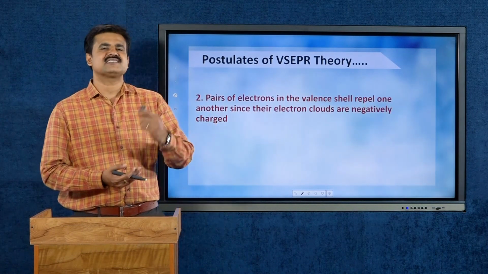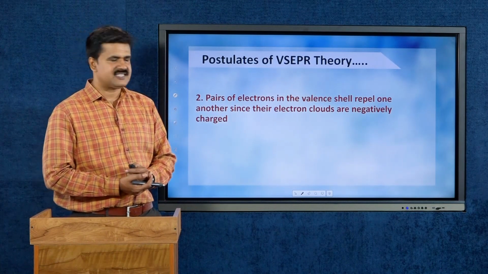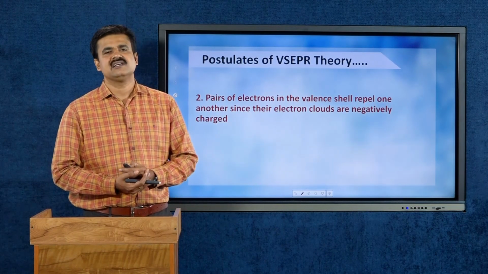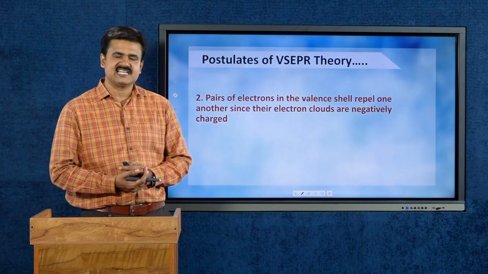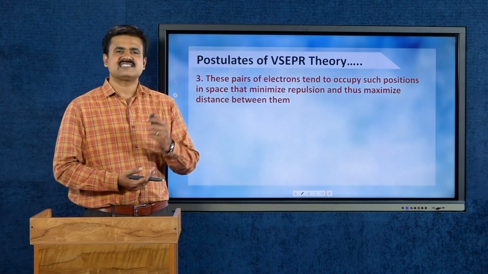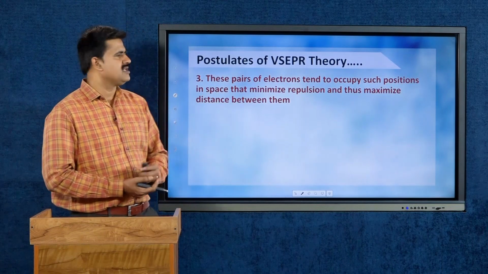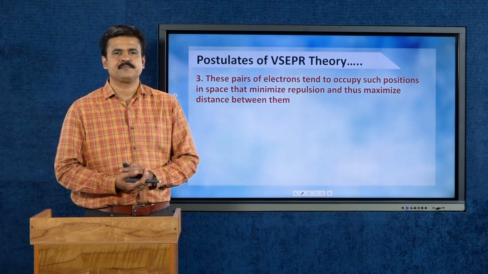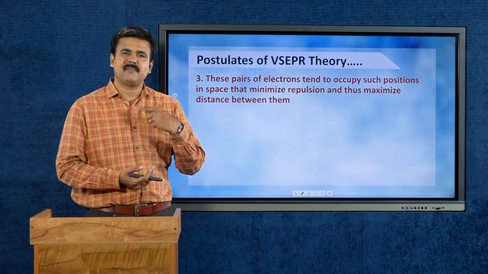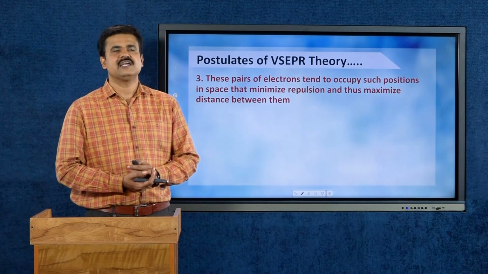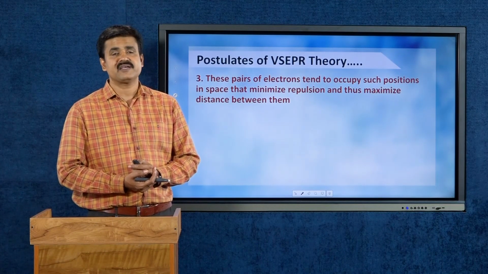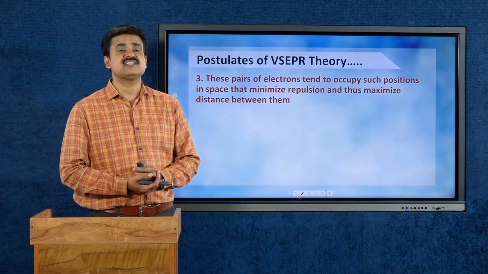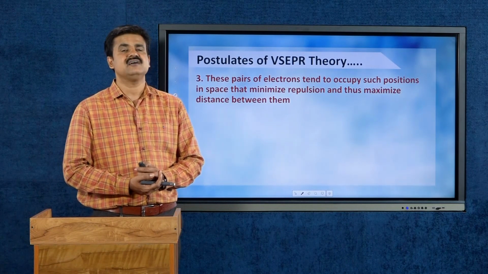Now we are entering into the second postulate of the valence shell electron pair repulsion theory. Pairs of electrons in the valence shell repel one another since their electron clouds are negatively charged. This is the third postulate of the VSEPR theory. The pairs of electrons tend to occupy such positions in space that minimize repulsion and thus maximize the distance between them. The electron pairs, both bond pairs and lone pairs, are arranged in such a way that the repulsion between them is minimum. If there is minimum repulsion, there will be maximum stability and the shape or geometry of the molecule will be more stable.